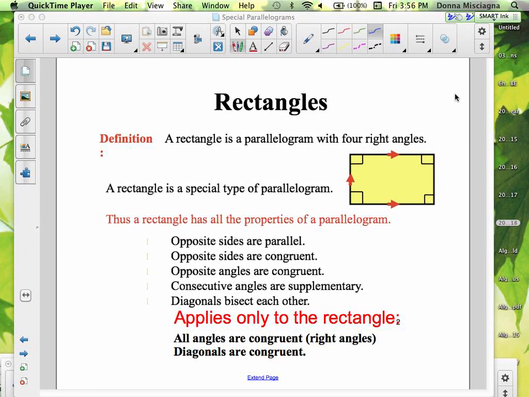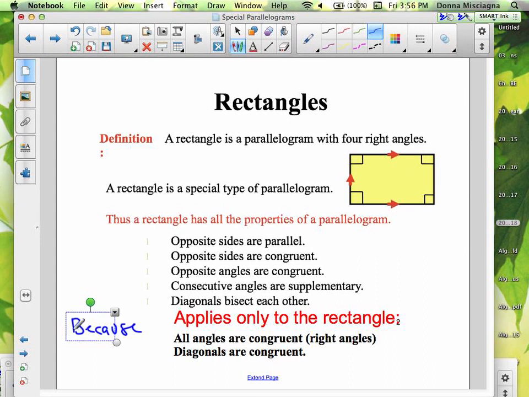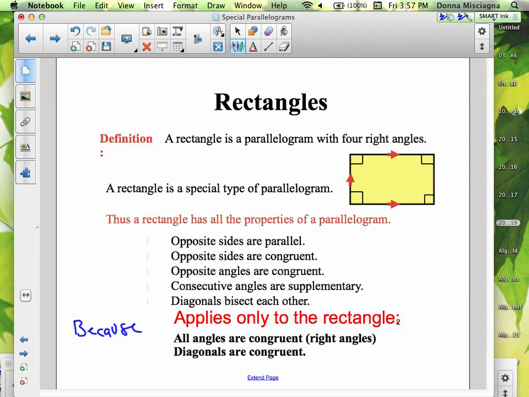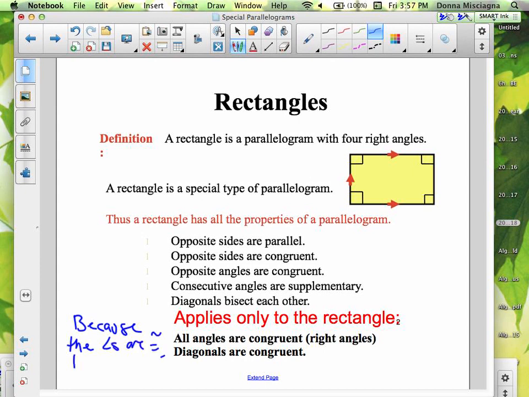All right, so because our angles are congruent, the diagonals are congruent as well. Once it writes the first time, it's always good.